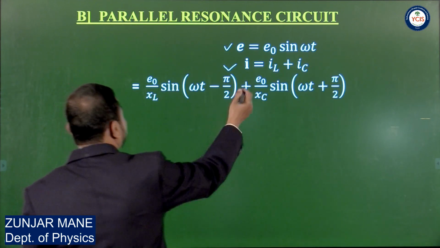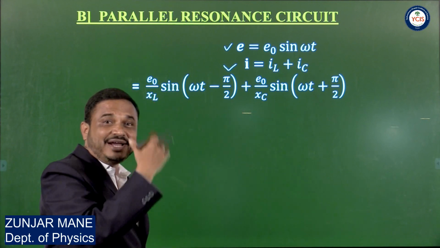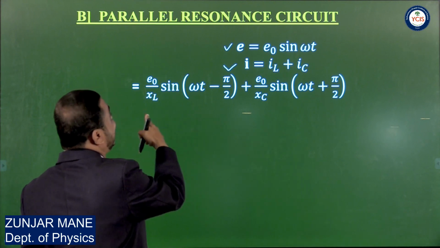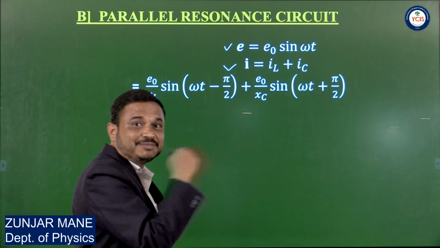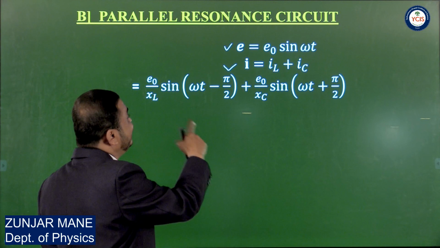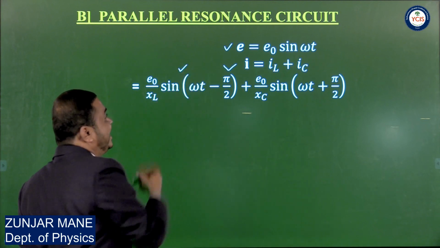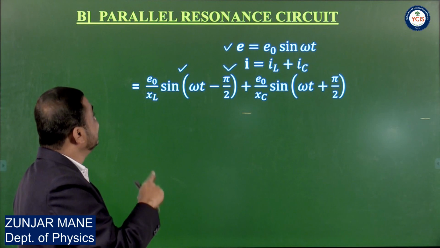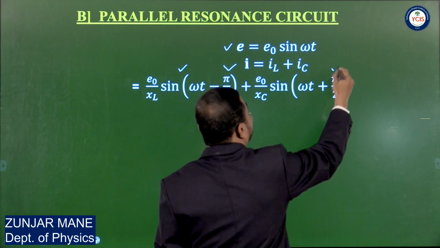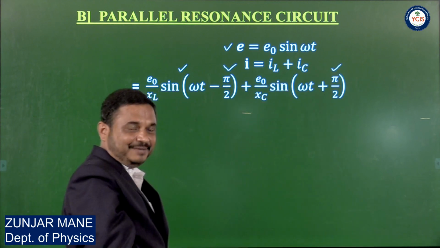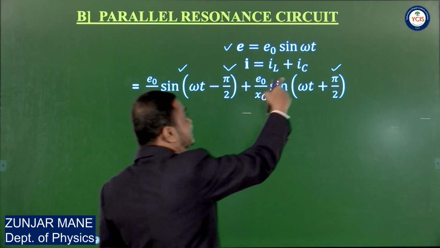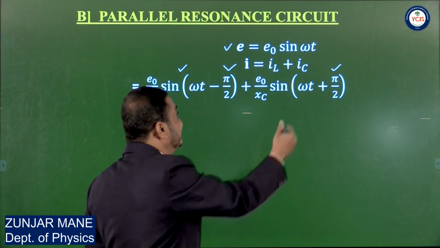The current through the inductor lags behind the voltage by phase angle pi by 2, and therefore it is given by I0 sin (omega t minus pi by 2), where I0 is equal to E0 upon XL. So IL is equal to E0 upon XL sin (omega t minus pi by 2). Similarly, IC is equal to E0 upon XC sin (omega t plus pi by 2), because IC leads the voltage E by phase angle pi by 2.